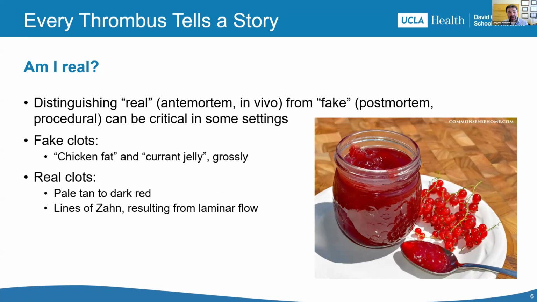Am I real? So you have to distinguish a real clot, or an antemortem or in vivo clot, from a fake clot, like a postmortem clot or something procedural. This can be critical to make the correct diagnosis. Grossly, fake clots are described as chicken fat and currant jelly in appearance, and real clots are pale tan to dark red and exhibit these lines of Zahn, which I'll elaborate on, that are the result of laminar flow.